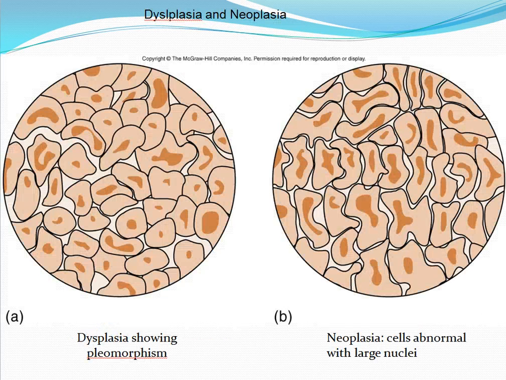This picture illustrates both. With the dysplasia, we can see the pleomorphism with all the irregular shaped cells. In this picture, it has now progressed to a neoplasia. The cells are very abnormal, and they also have irregular large nuclei inside of them.